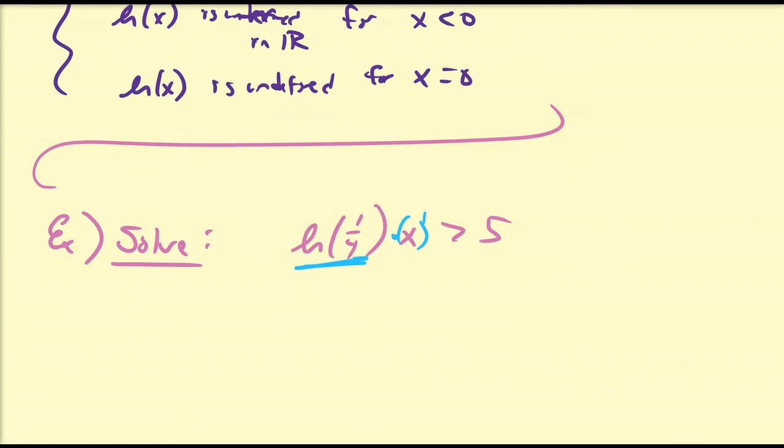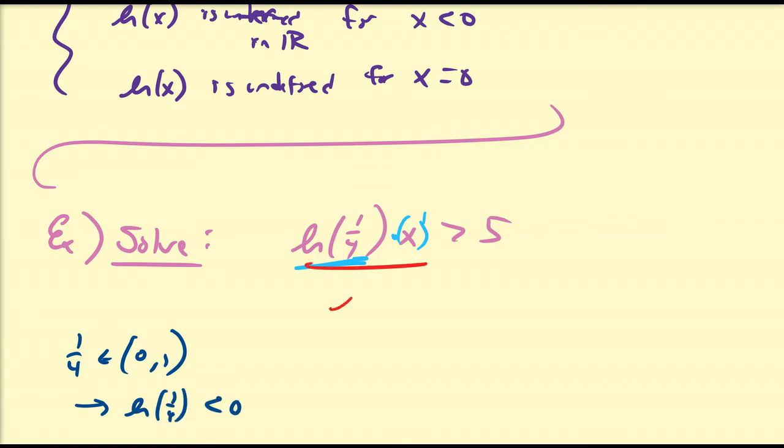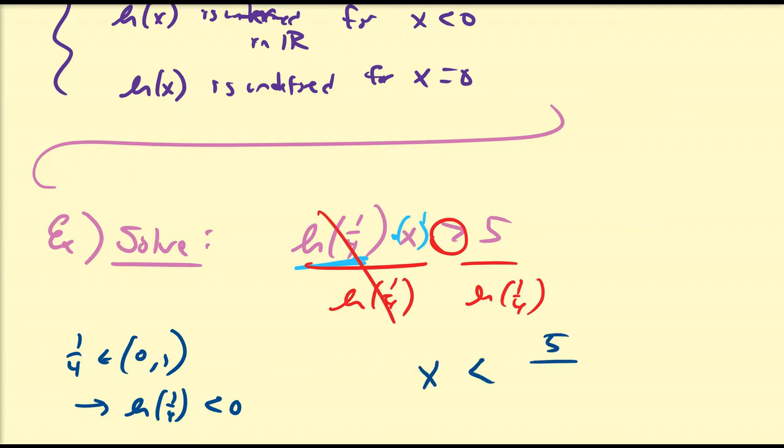So remember from the property above that 1/4 is in between 0 and 1, which means the natural log of 1/4 is a negative number. So when I divide both sides by the natural log of 1/4, since I'm dividing both sides by a negative number, I need to change the sign of my inequality. So that means x must be less than 5 divided by the natural log of 1/4, right?